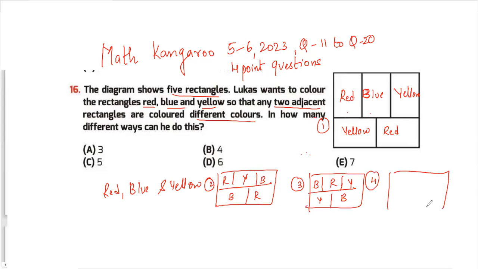Same thing, let's try. If I keep the blue constant, I change the red and yellow. So I get a red here and I get a blue here. So this is combination number 4. So the same thing if we keep with yellow, so I'll get 6 combinations. So my answer will be option D.